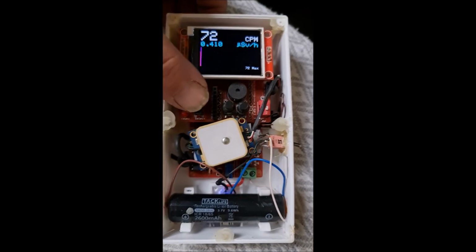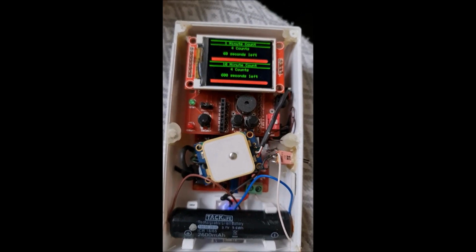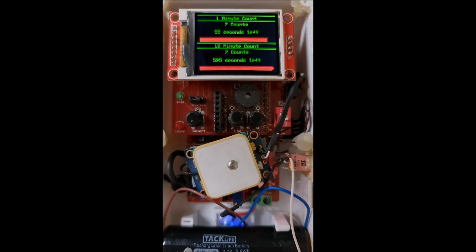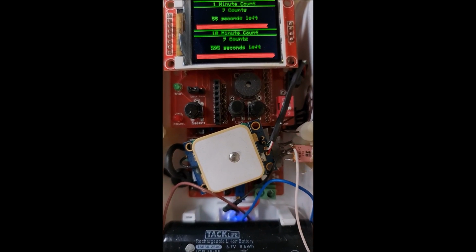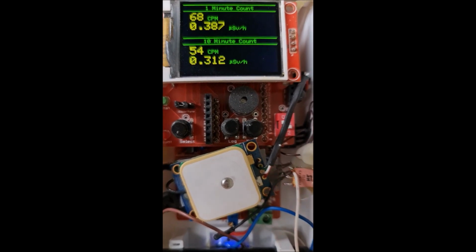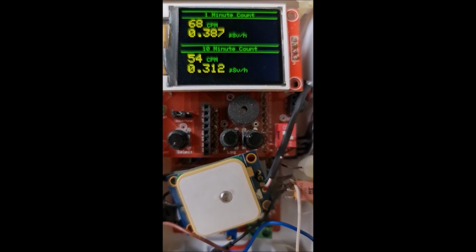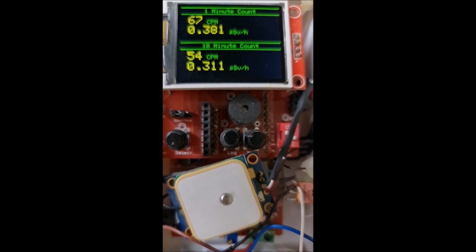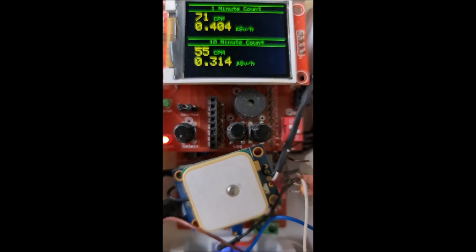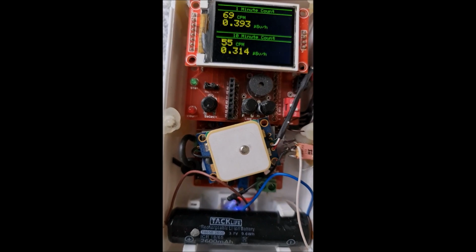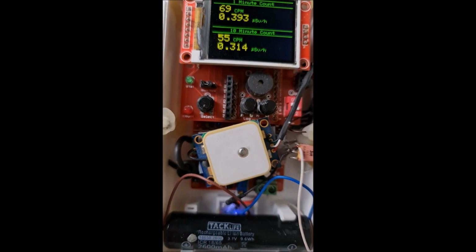Okay, and I'm just where I sit in my living room. So again, we're going to give it the usual 10 minutes. It's been longer than 10 minutes actually, and as you can see, it looks a little bit higher for the count per minute, but the average is again 54 counts per minute. So there's very, very little difference between my living room and outdoors.